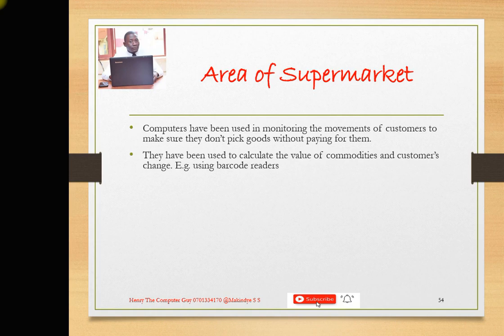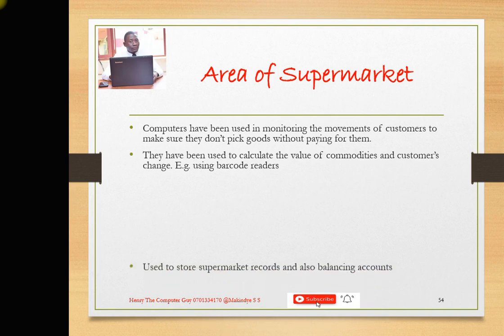And at times, we use what we call a POS. It can help us to make calculations and see the customer's change. Let's say you have picked a product of 2,000 and you have given 5,000. She has to record that information there, then she knows the customer's change.